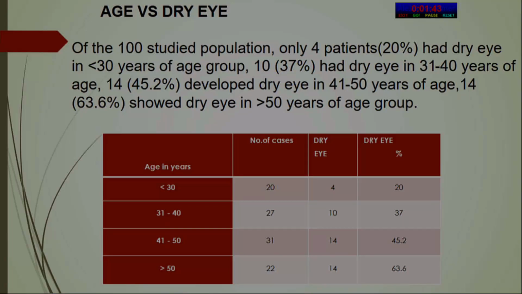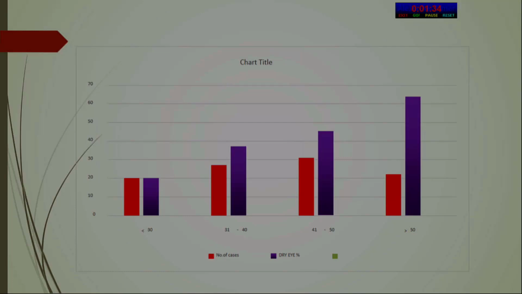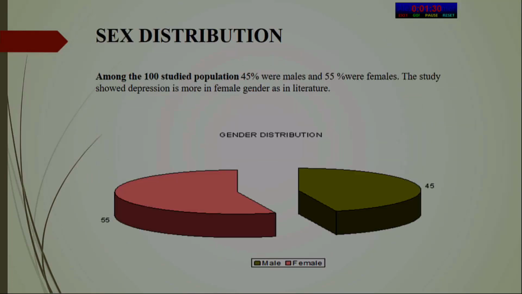10 had dry eye in the 31 to 40 years of age group, 14 developed dry eye in the 41 to 50 years of age group, and 14 showed dry eye in the more than 50 years of age group. This is the graphical presentation of dry eye versus age. Sex distribution among the 100 studied population: 45% were males and 55% were females.